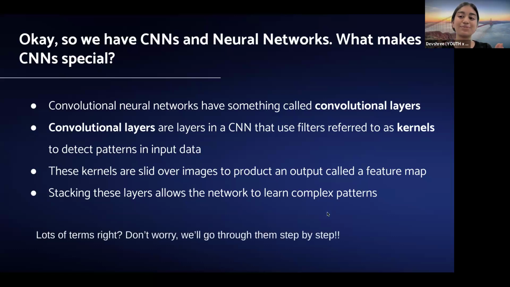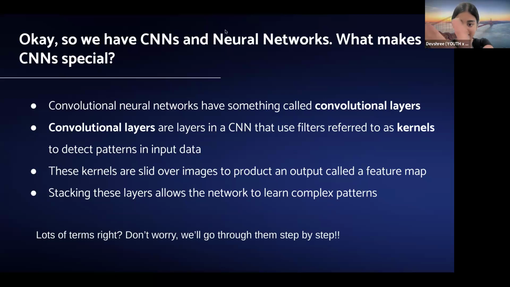Now, I know this was a ton of terms, right? You're probably like, wait, a kernel? Like, is that a popcorn kernel? Like, why is there food? You're probably wondering, what is a feature map? What do you mean sliding over? What do you mean stacking these layers?